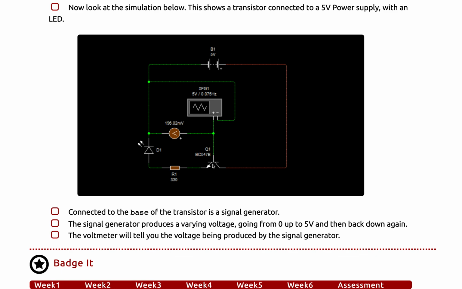And this is a way of being able to use electricity to act as a switch. Okay? Hopefully that's been helpful.